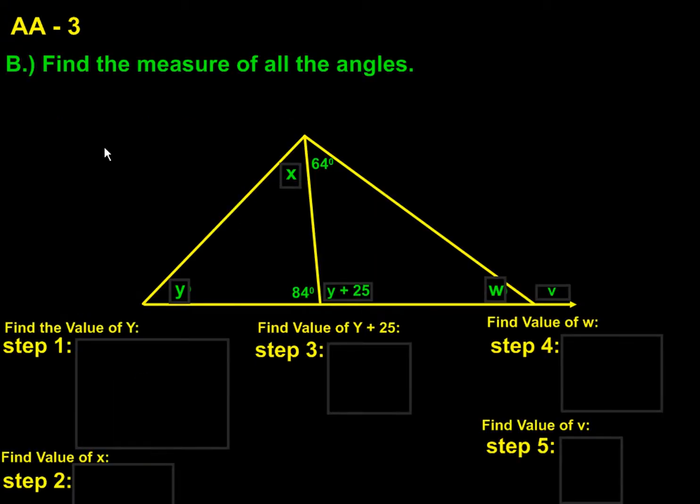And we'll start by taking a look at letter B. Find the measure of all angles. So the first thing I want to do is solve for y. And I know I have a supplementary angle set up right here, that I have the value of one side, and knowing one side of the supplementary set, I can determine what the other side is. So I'm going to take all this information and set it equal to what I know both sides have to equal, which is 180 degrees.